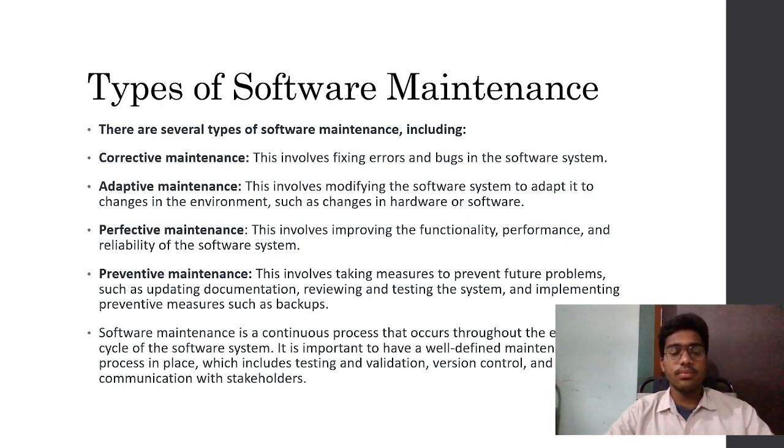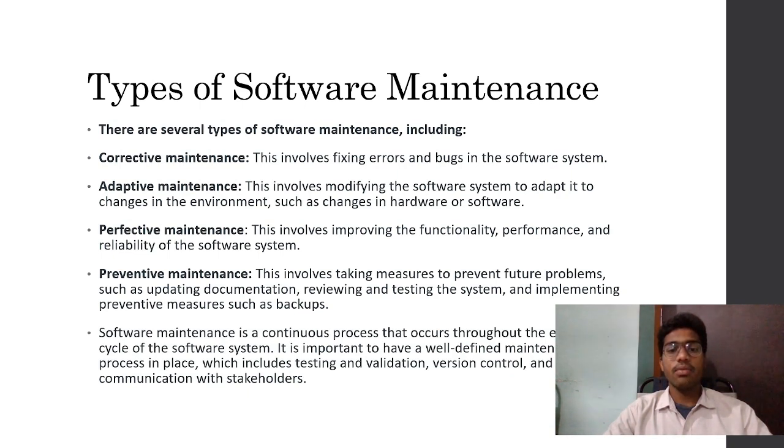Next, adaptive maintenance. This involves modifying the software system to adapt it to changes in the environment, such as changes in hardware or software. So the software or hardware provided to the customers has to be in the current modulating society. So it has to be adapted to changes in the environment for the further users in the future.